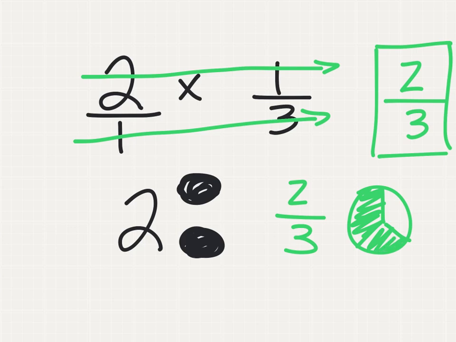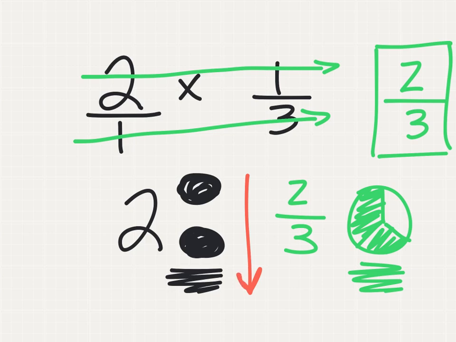Did my quantity go up, down, or stay the same? Well, if I started at 2 and now I have 2/3, clearly my quantity went down. I have less now than what I started with. And here's why: I multiplied by a fraction that has a value less than 1. 1/3 is less than 1 whole. If I multiply by a fraction that's less than 1 whole, my original quantity will go down.